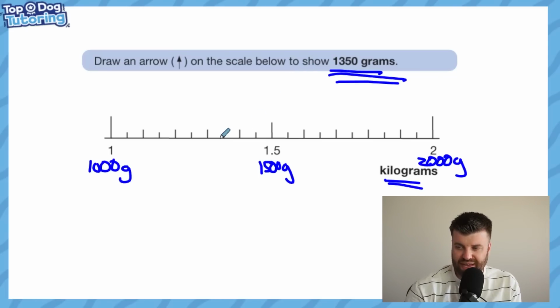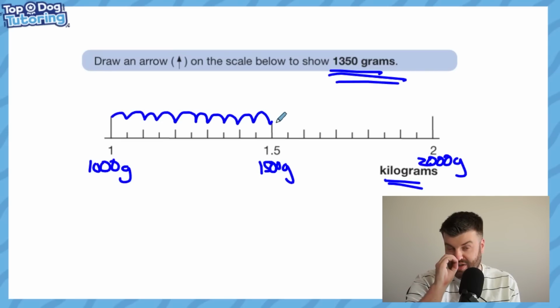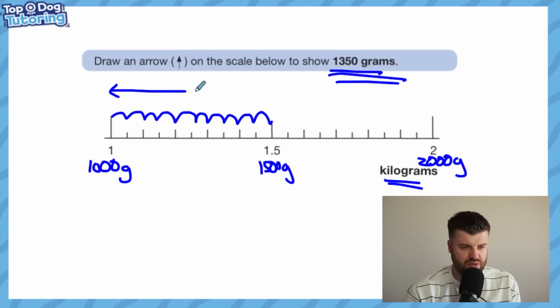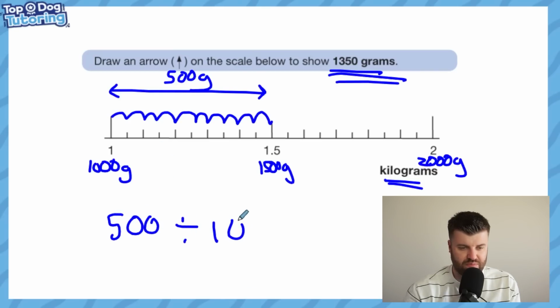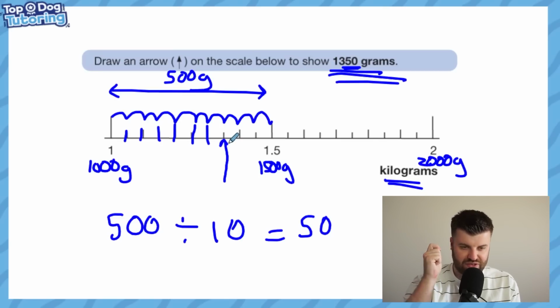1,350. Well, how do I know what each interval is worth? Count them up. So I go 1, 2, 3, 4, 5, 6, 7, 8, 9, 10. That's nice. 10 jumps. But what is the total distance worth here? To go from 1,000 grams to 500 grams, that's a difference of 500 grams. So for each jump, I need to take 500 grams, I need to divide it by 10 jumps, and therefore each jump is worth 50. I'm trying to get to 1,350, so this would be 1,050, 1,100, 1,150, 1,200, 1,250, 1,300, and here is where my arrow will go. 1,350 grams.